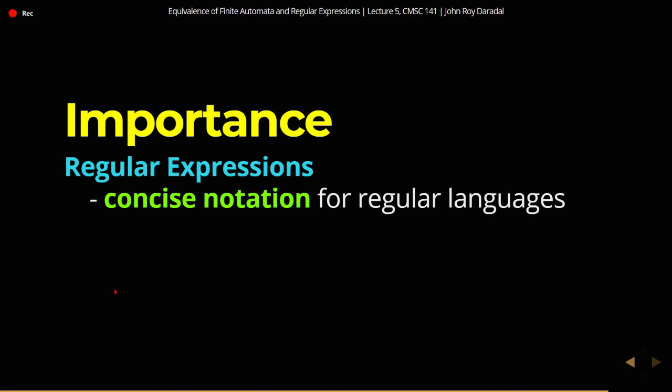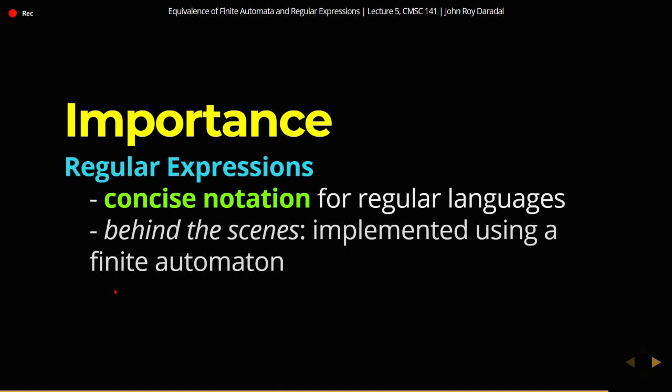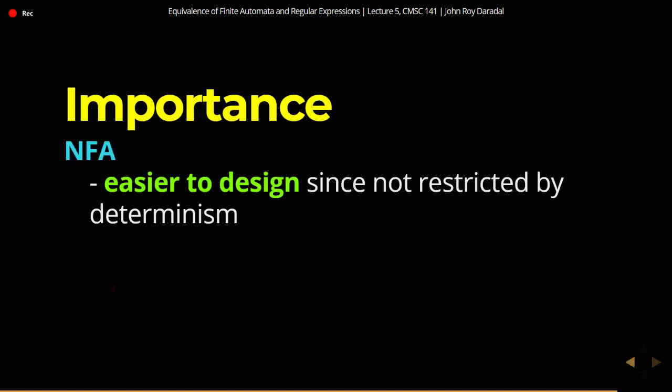So, for example, a regular expression is a concise notation for regular languages. So you could write your regular language description in a mathematical manner, and you don't have to, say, draw your finite automaton to explain your regular language. Okay, so it's a concise notation. It's being used in programming languages, and behind the scenes, it has a finite automaton implementation anyway. Okay, so we can convert regular expression to finite automaton to make it work behind the scenes.